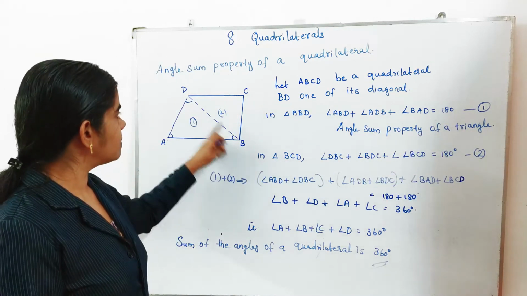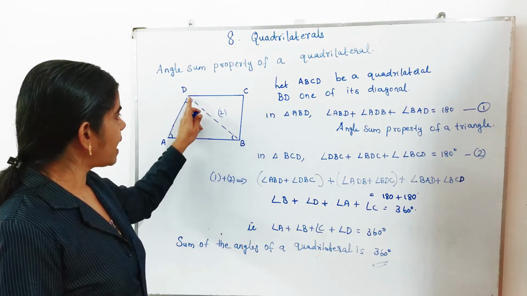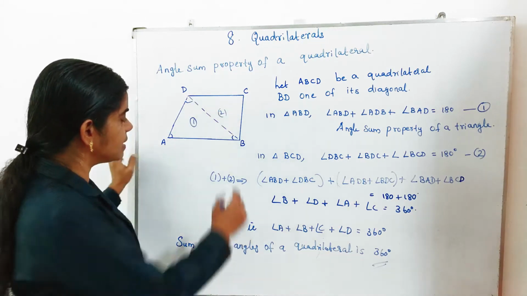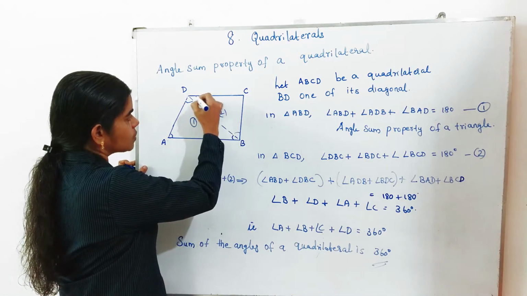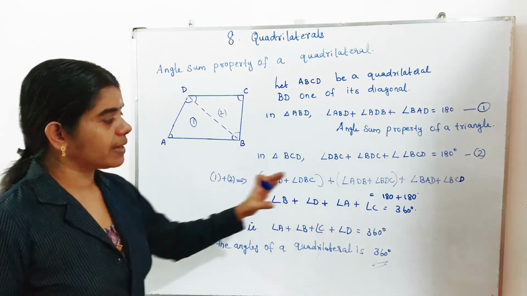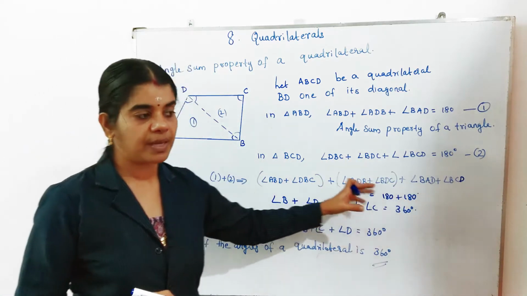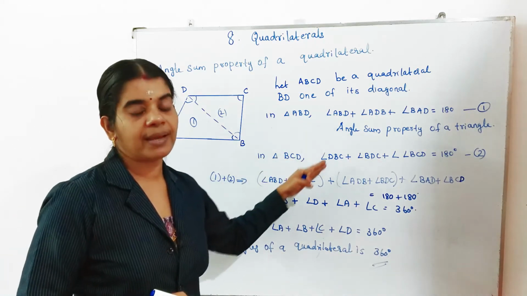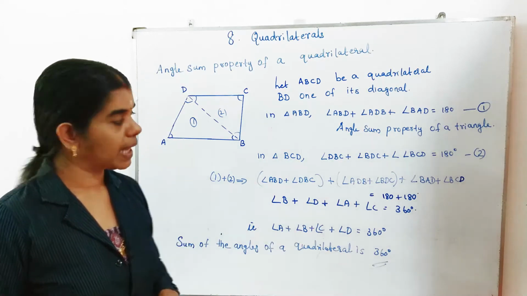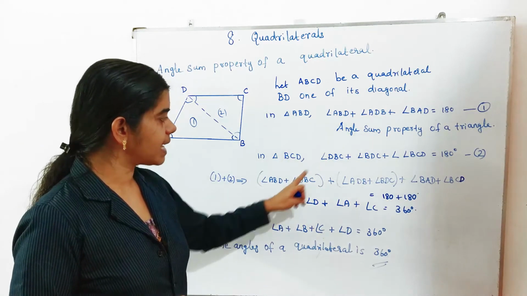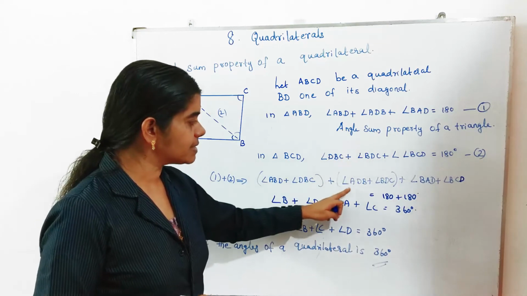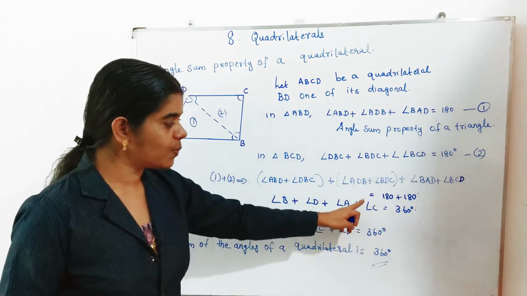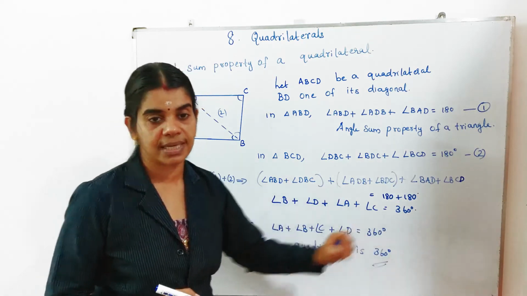Next I am taking the triangle BCD. Then angle DBC plus angle BDC plus this angle, this one and this, that also you are getting 180 degrees by the angle sum property. Now we want to add these two equations, 1 plus 2. Left side we add and right side of the equation also we add. Then angle ABD plus angle DBC, ADB plus angle BDC, BAD plus BCD equal to 180 plus 180, you got 360 degrees.